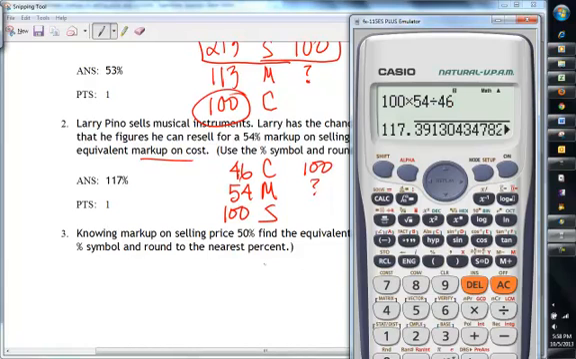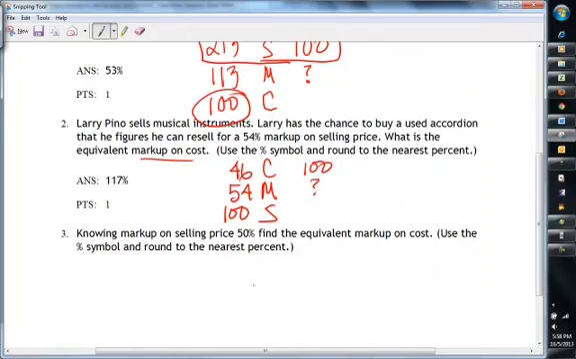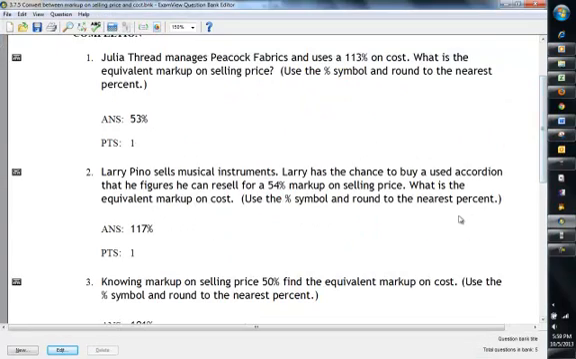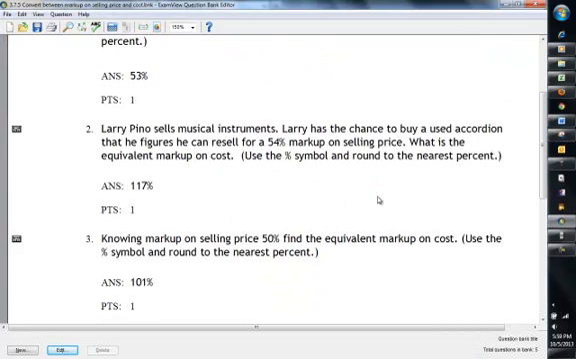Next one. Knowing the markup on selling price, so if selling price is the bottom, we've got 100, markup is 50, means the cost percent is 50. If this is 100, we're looking for what the markup would be based on cost. So 100 times 50 divided by 50 is 100.